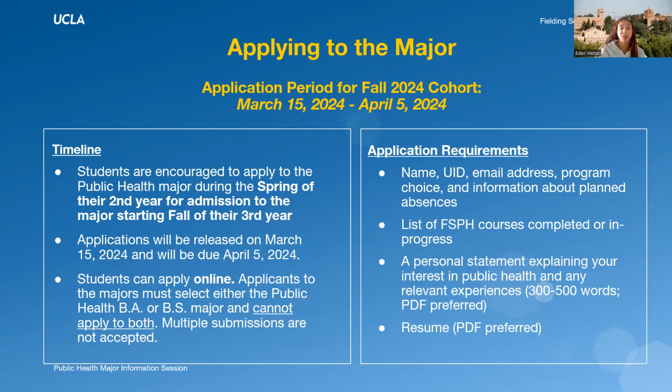Once you're completing the actual application, there are a few different components. First will be basic information, whether or not you want to do the BA or the BS track, and then also any extra information you might have for us about any planned absences, since it's a cohort model. If you are planning on doing, let's say, study abroad, or some other reason where you might be gone for a quarter, please let us know about that in the application so that we can work with you accordingly.